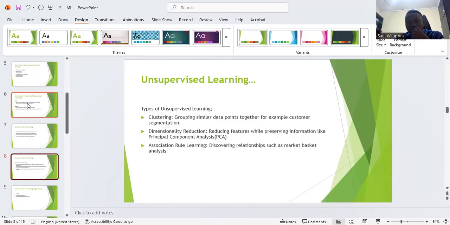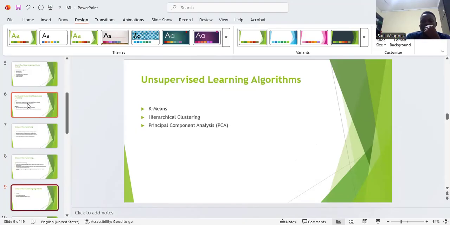Some of the types of unsupervised learning are clustering, dimensionality reduction, and association rule learning. With clustering, you are able to put data in smaller groups, for example grouping customers based on their consuming habits, how they buy products. With dimensionality reduction, you reduce features while preserving information. One of the algorithms here is principal component analysis. For association rule learning, an example is market basket analysis, where we discover relationships.